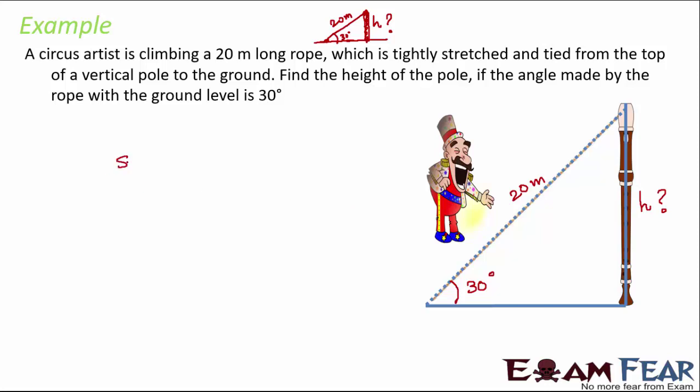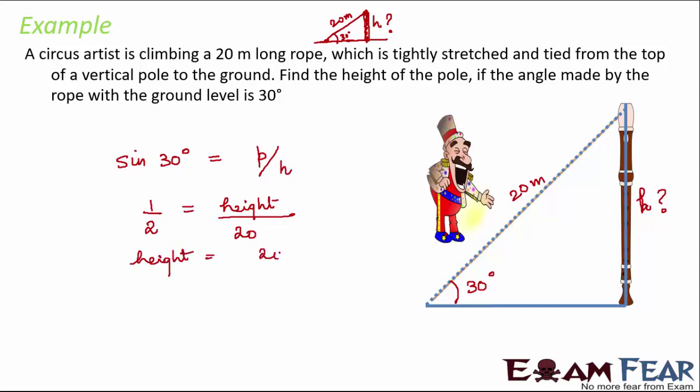Now from trigonometry, we know sine 30 degrees. Here we are bothered about the perpendicular and the hypotenuse. So sine 30 degrees is equal to P by H. Sine 30 degrees value is 1 by 2, which is equal to P by H. P is perpendicular, which in this case is the height of the pole, divided by the hypotenuse, which is 20. Therefore the height of the pole will be equal to 20 by 2, which is 10 meters.